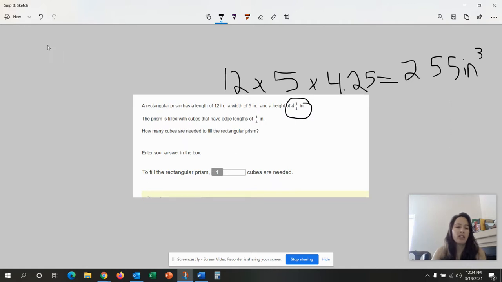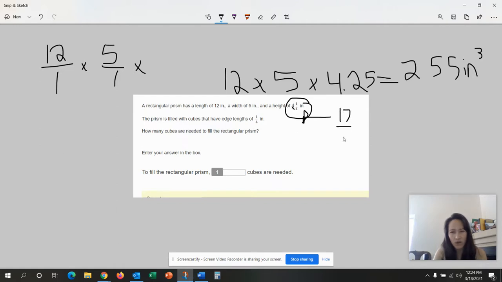let's do it as a fraction now. 12 over 1 times 5 over 1, because those are whole numbers, times 4 1/4 as an improper fraction. 4 times 4 is 16, plus 1 is 17/4. Okay, so let's do it. 17 over 4. Right? Now we just do fraction multiplication.